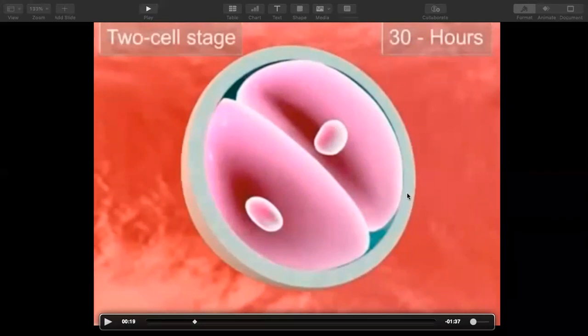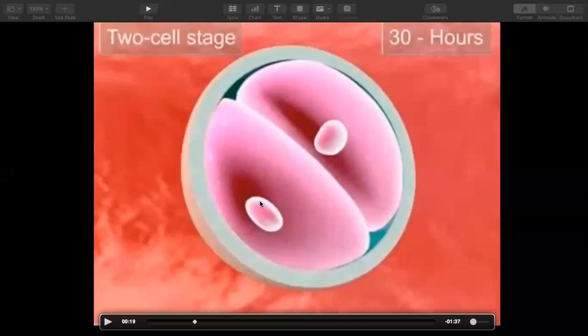Zona pellucida is a very important structure. When will it be removed? It will be removed during the implantation process. So zona pellucida is a very important question here. We will discuss that once we are talking about implantation. What is important here is that the zona pellucida still remains intact.